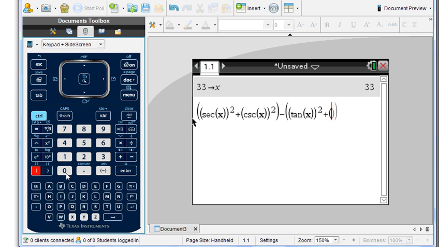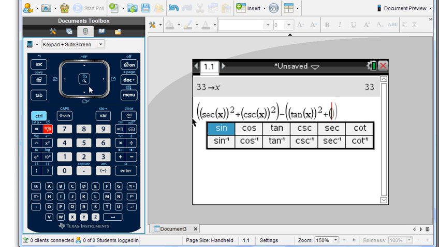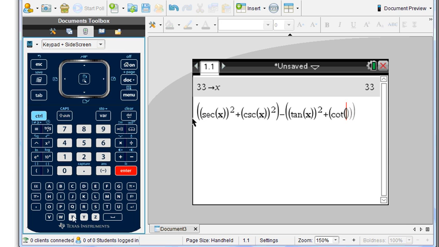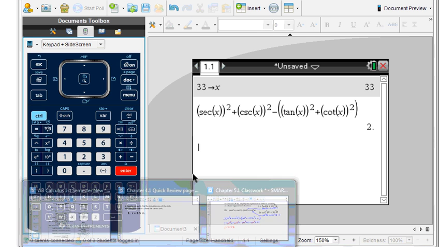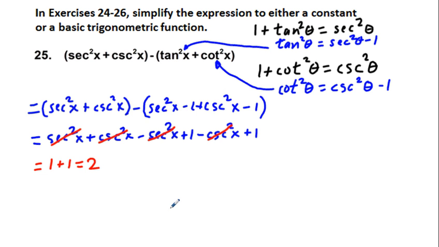open parentheses, cotangent x, and we put squared on the outside, make sure everything is right. I think this is right, press enter. We get 2, so it is equivalent. So now we're sure that this is our correct answer, 2.